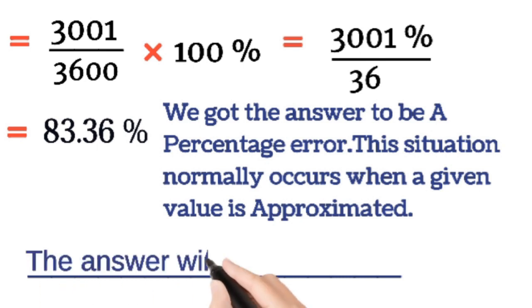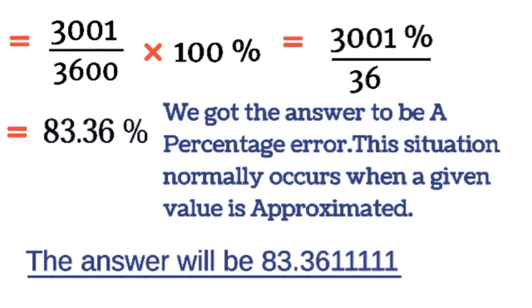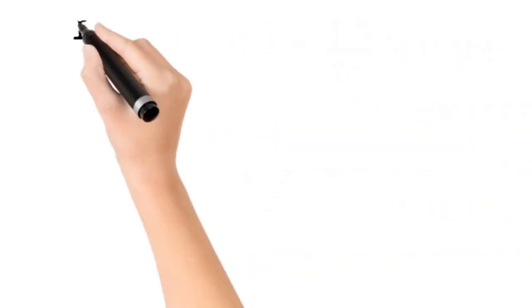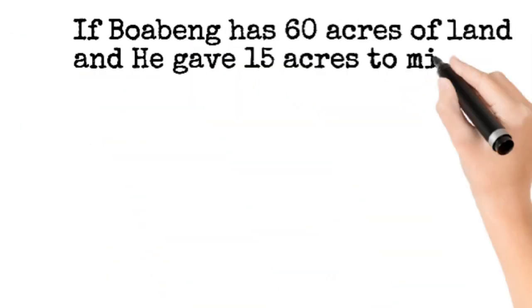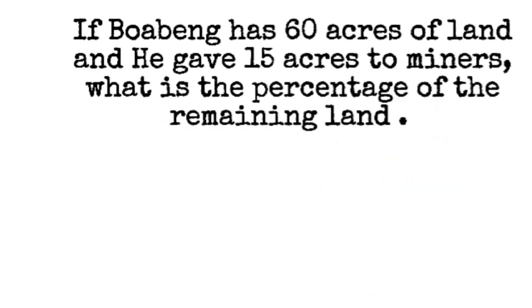I will explain it. This situation normally occurs when a given value is approximated. The answer itself is 83.361111, or the one repeated itself 5 times. The repeated one is like recurring decimals. Rounding it off, the one will be 0, and the answer was 83.36%, which is a percentage error.